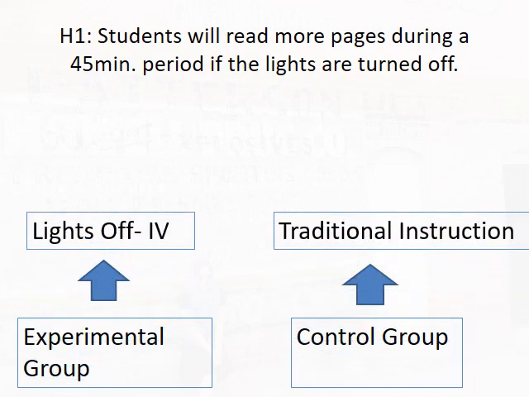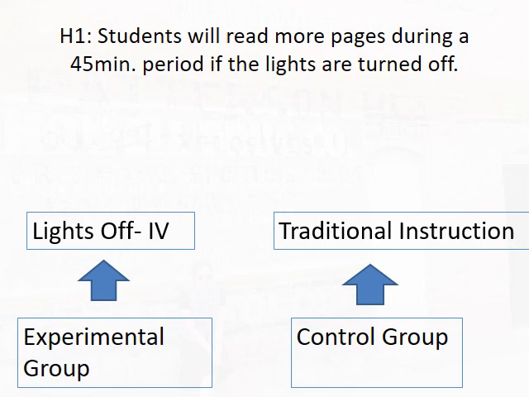As you can see, in the experimental group, the intervention, the IV, the treatment is, I'm going to turn those lights off. That's what the experimental group is going to be exposed to. But the control group, on the other side, is not exposed to lights on or lights off or anything else. What they're exposed to is, that's the word, traditional instruction. Whatever you would typically do for the students in the classroom, that is what your control group is going to be exposed to.